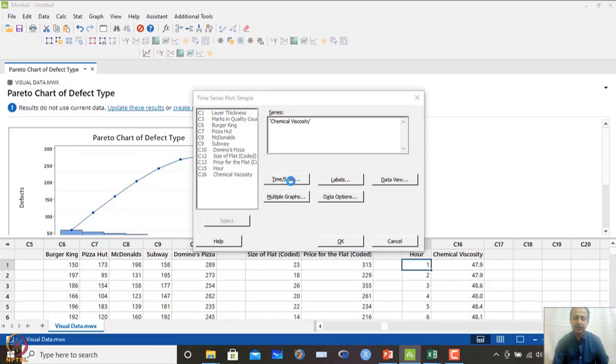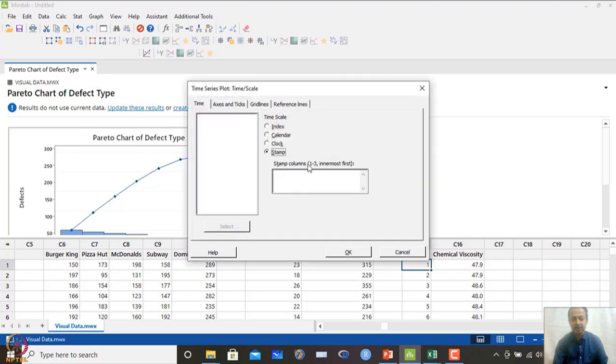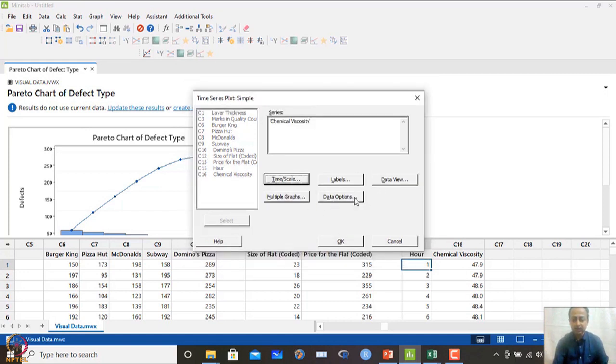Then I will go to Time/Scale, where a stamp option is there. Here I will use hour as the information which will be plotted on the x axis, and then I will click OK. There can be many more options over here, but I am not exploring those, I just wanted to see the data in a time series plot.